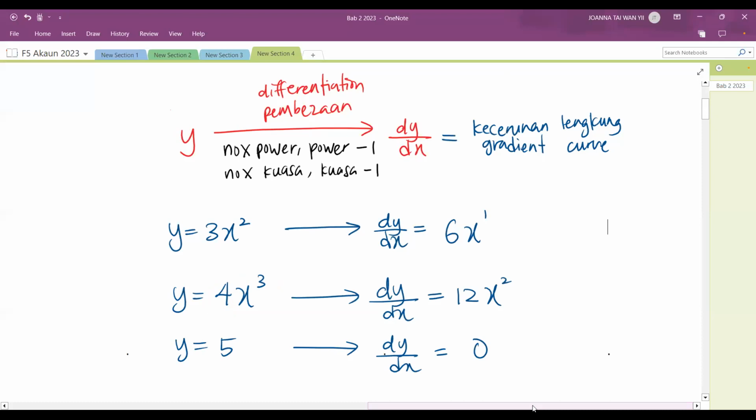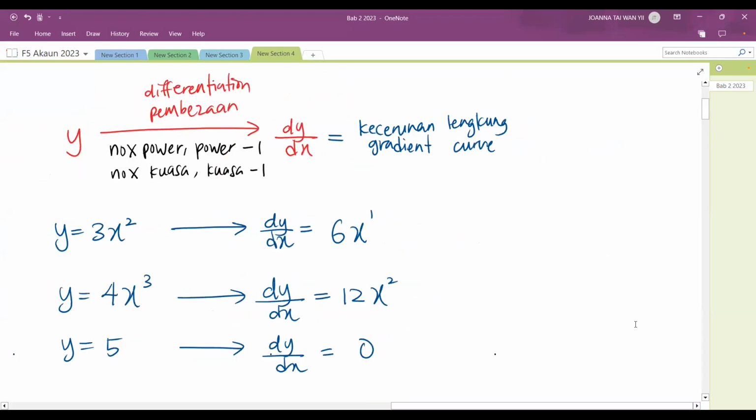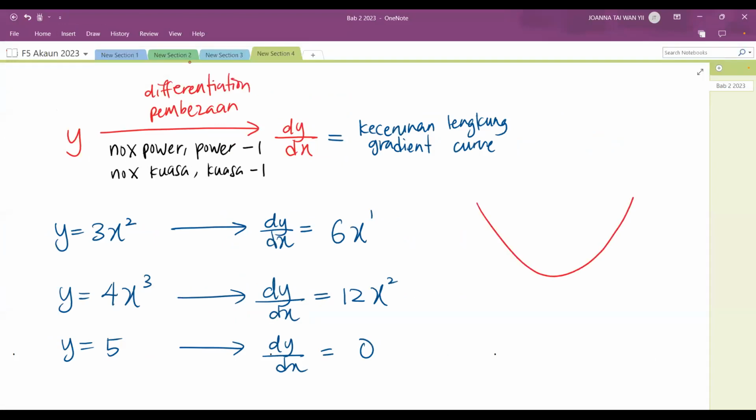Then tadi saya cakap, kita nak cari titik pusingan, kan? We want to find the turning point. Then what does the turning point mean? Apa maksud titik pusingan? Contoh, saya bagi kamu satu lengkung. I give you a curve like this. Ini adalah titik pusingan. This is turning point.